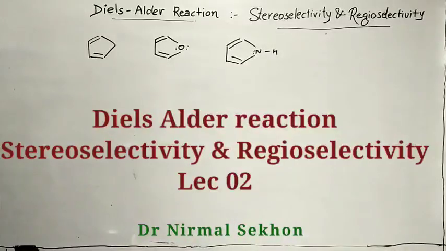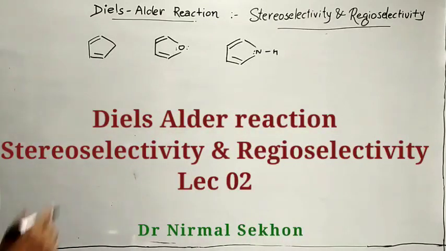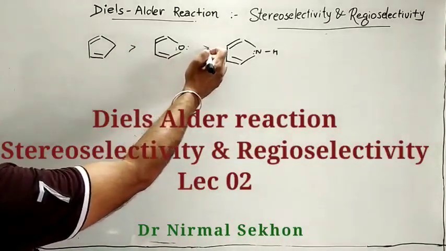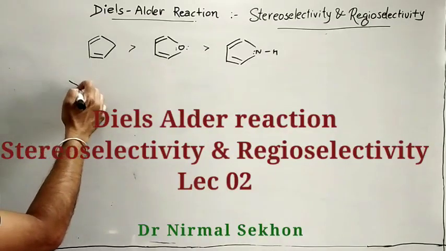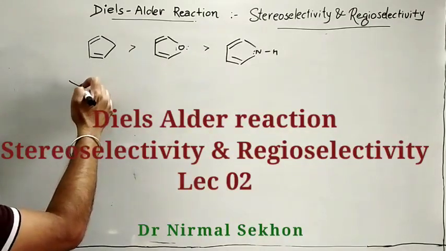So in the last lecture, I discussed the reactivity of these three compounds, and this is more reactive than this, and this is more reactive than this, that we had already discussed. Now in this lecture you will see some more examples. First example is we have a diene like this.